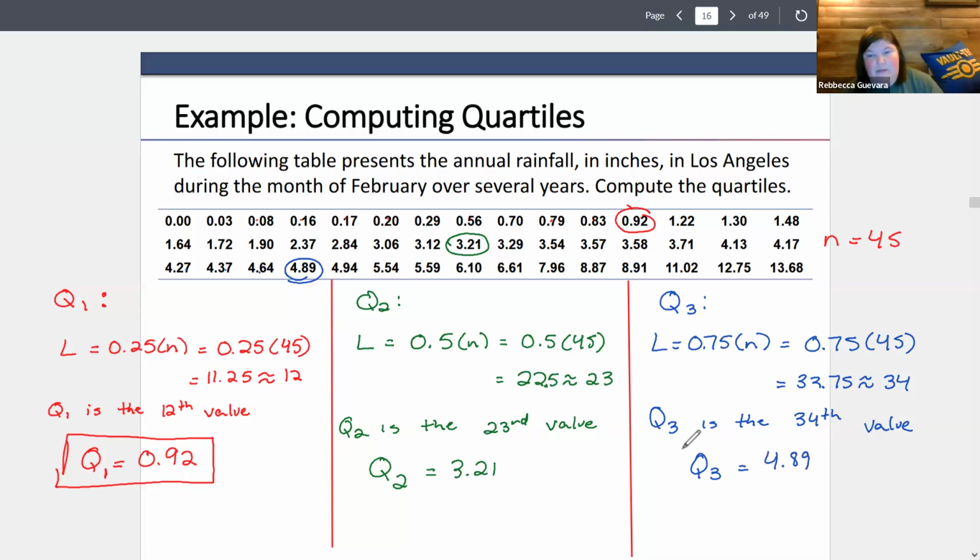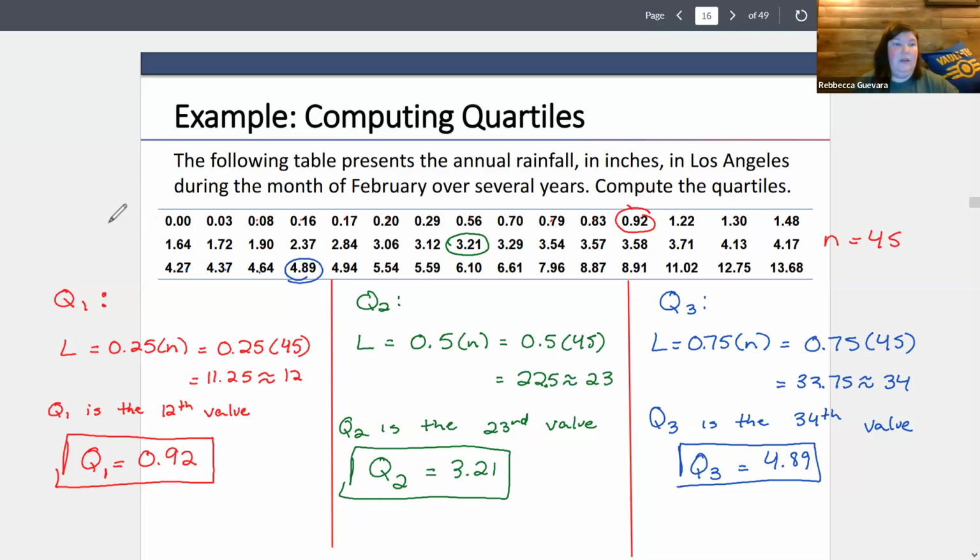Okay, let's make sure I have that down. So these are going to be my quartiles. Like I said, it splits my data as close as we can into equal halves.